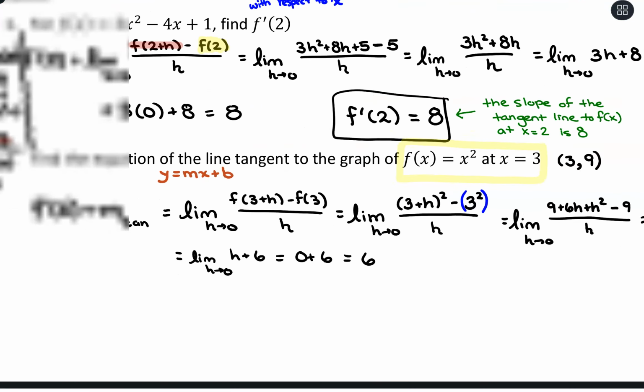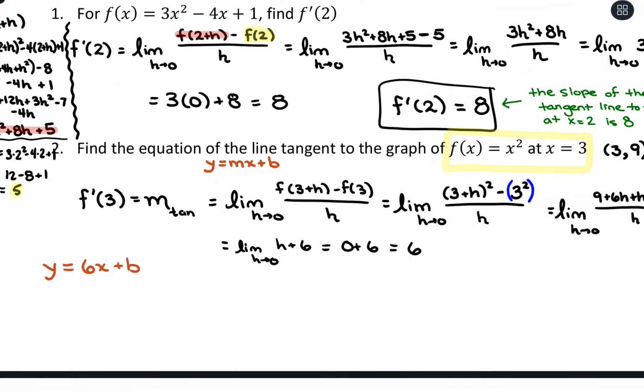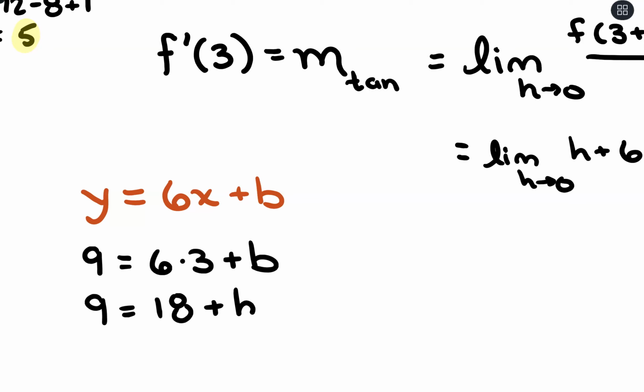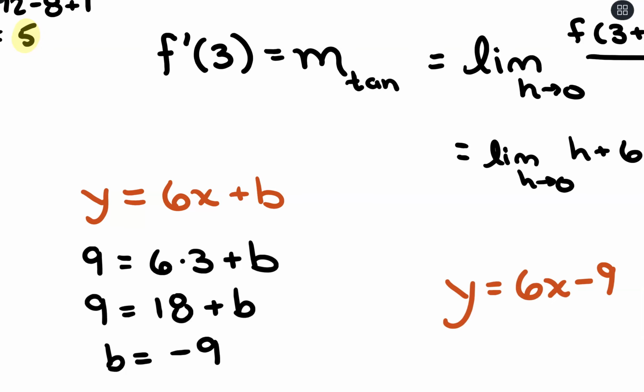So this is a coordinate that we'd want to be using with our equation of the tangent line. So what we're going to do is plug in x equals 3 and y equals 9 and solve. So 9 equals 6 times 3 plus b, which is 18 plus b. Subtract 18 from both sides for a negative 9. And that'll have us end with y equals 6x minus 9.